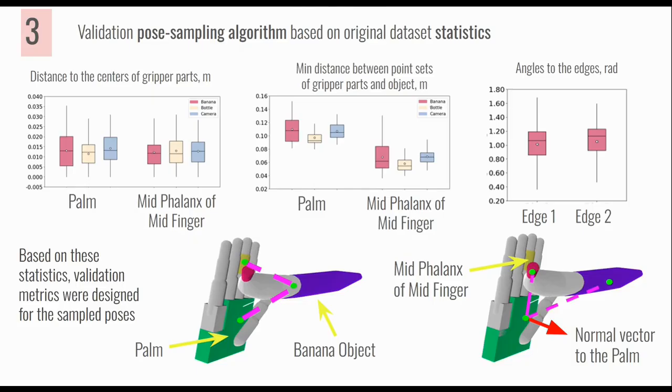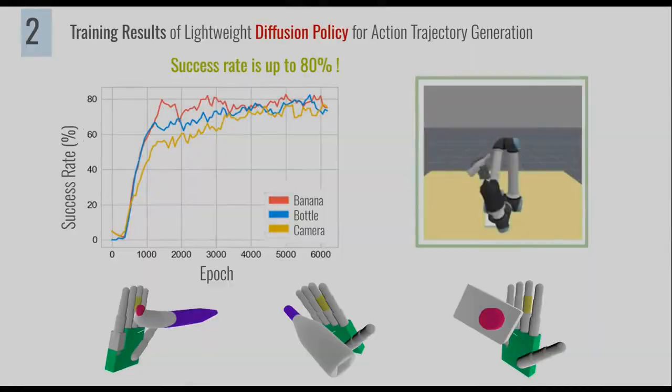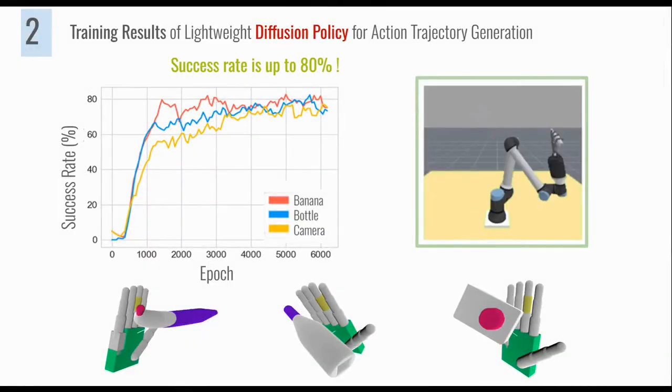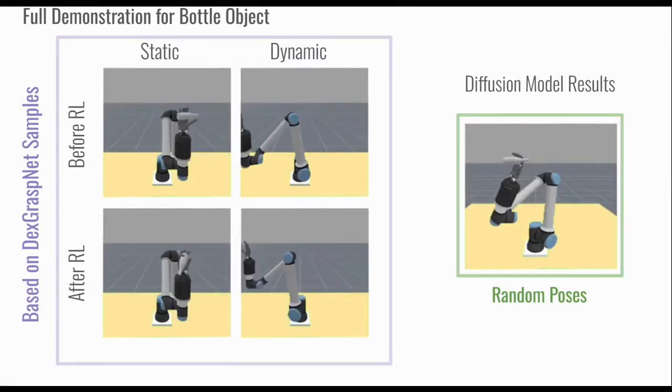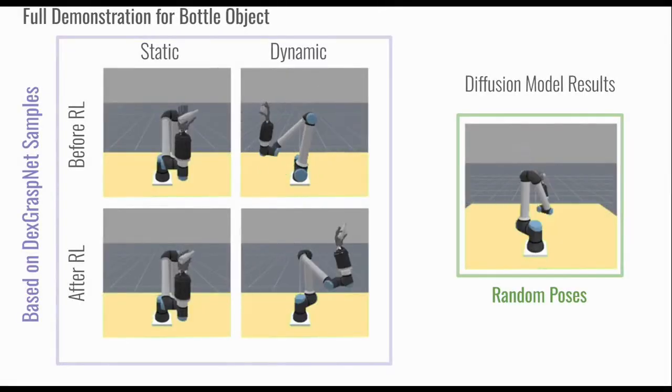The minimum possible distances between the point clouds of these grip parts and the object were also estimated. For an oblong object such as a banana, the angles of directions to its edges relative to the normal to the palm were additionally considered. Finally, a diffusion model was trained on the collected dataset whose high success rate, about 80%, on randomly sampled object poses during training can be seen here. A demonstration of each of the pipeline steps can be seen on this slide.